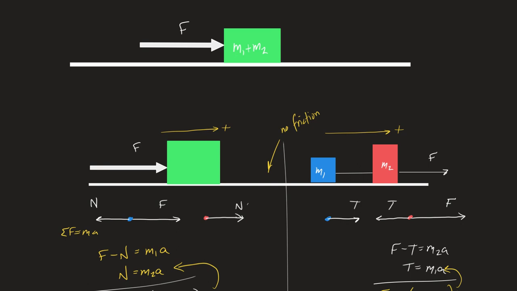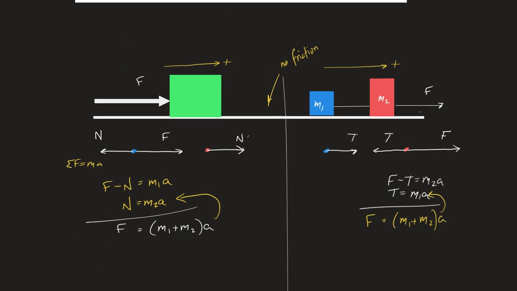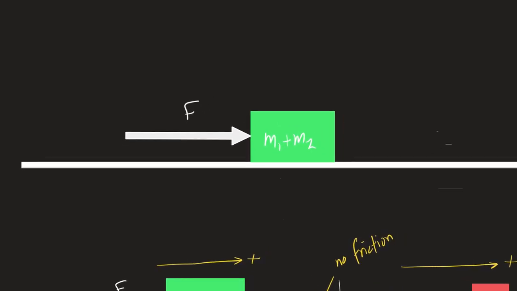That's what we got at the end anyways. Our final relationships at the end were as if we had just one big box of M1 plus M2. If there's no friction or any other complicating factor in your problem, you could probably just make the assumption that this is what you have to figure out the acceleration without doing all the complicated stuff we just did.